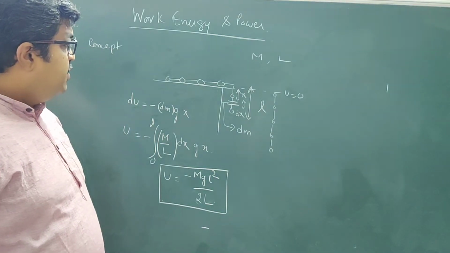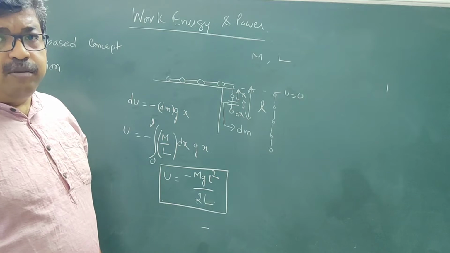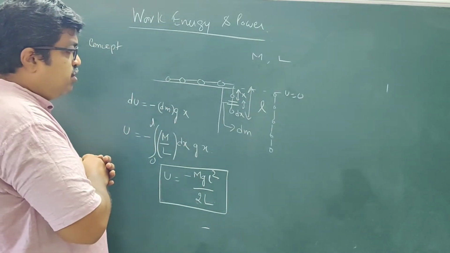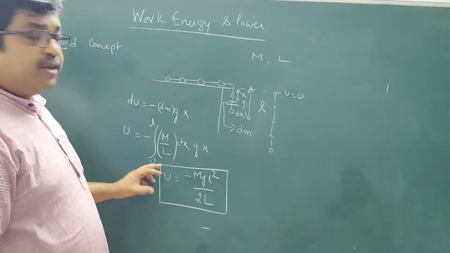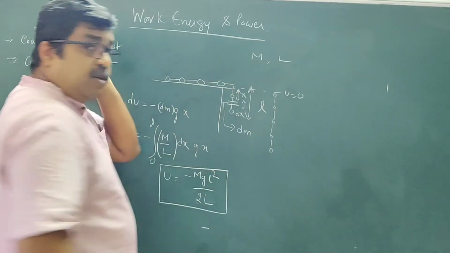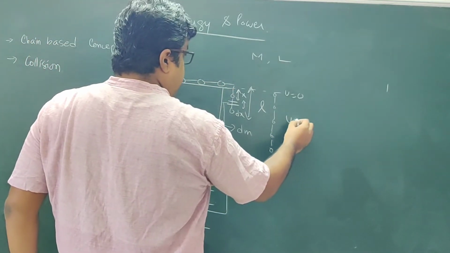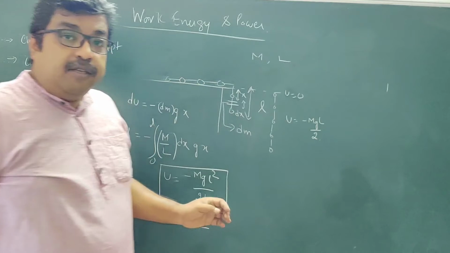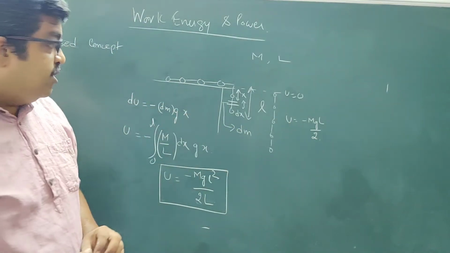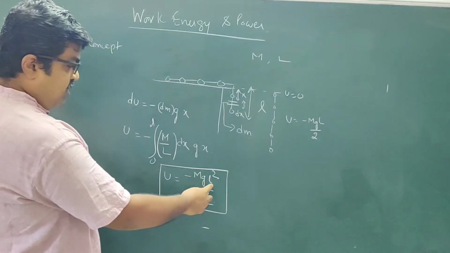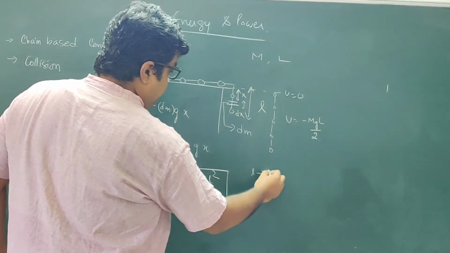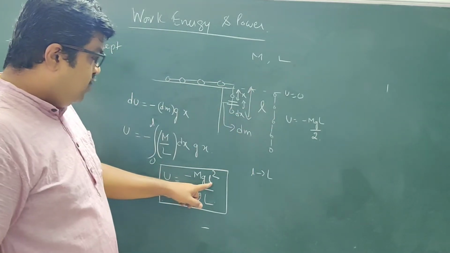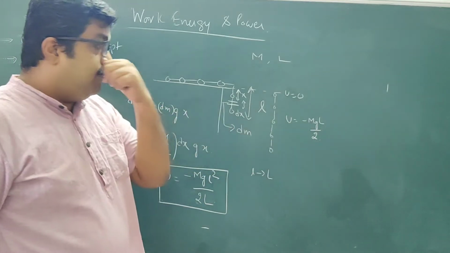For that we have to use the work energy theorem. In this case, when the chain is in the initial position, this is the initial potential energy. Now when the entire chain comes to this position, what will be the potential energy? The potential energy U will be equal to minus mgL by 2. How did I get this? If I replace this small l by capital L, because when the entire chain comes over the edge this length will be capital L, then we get minus mgL by 2.